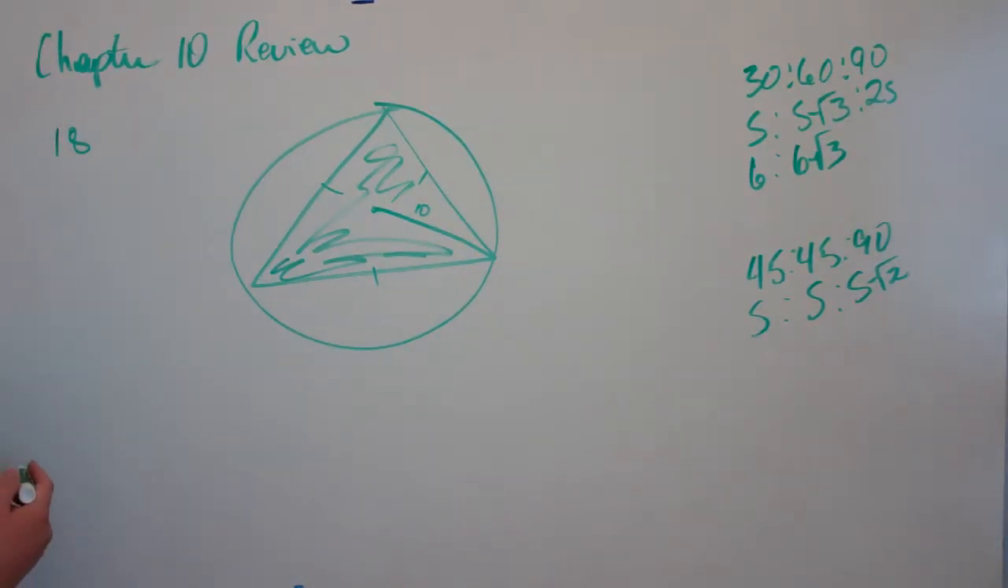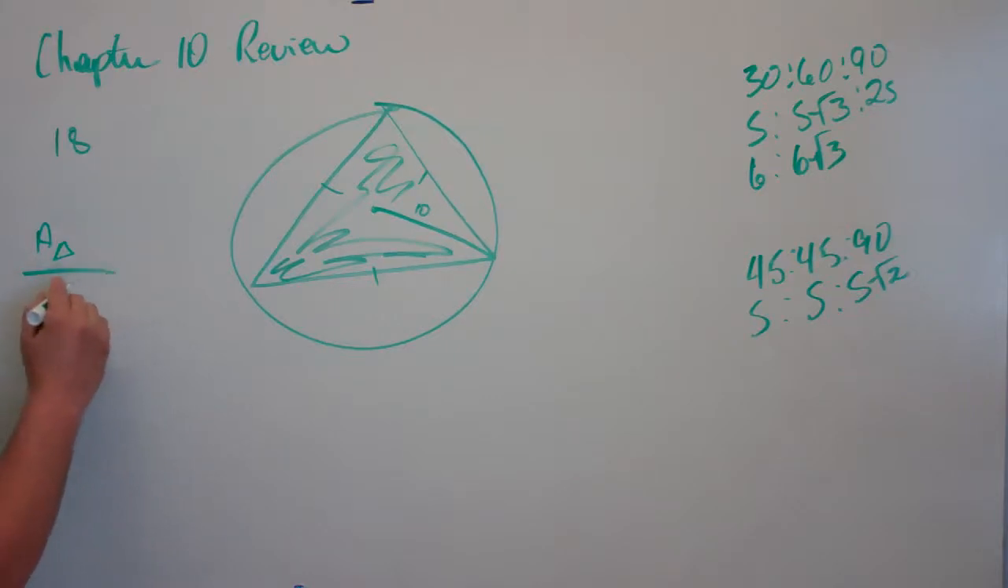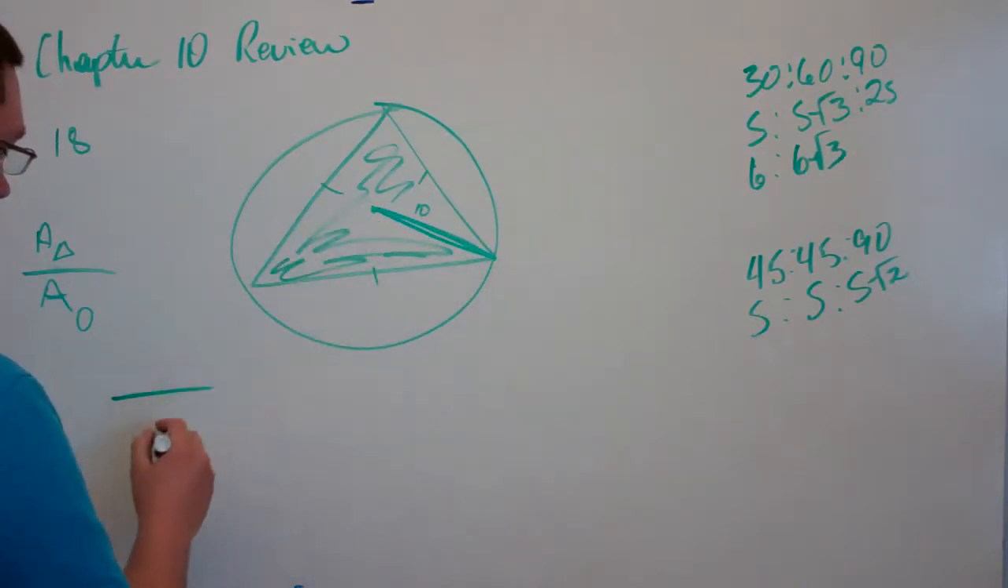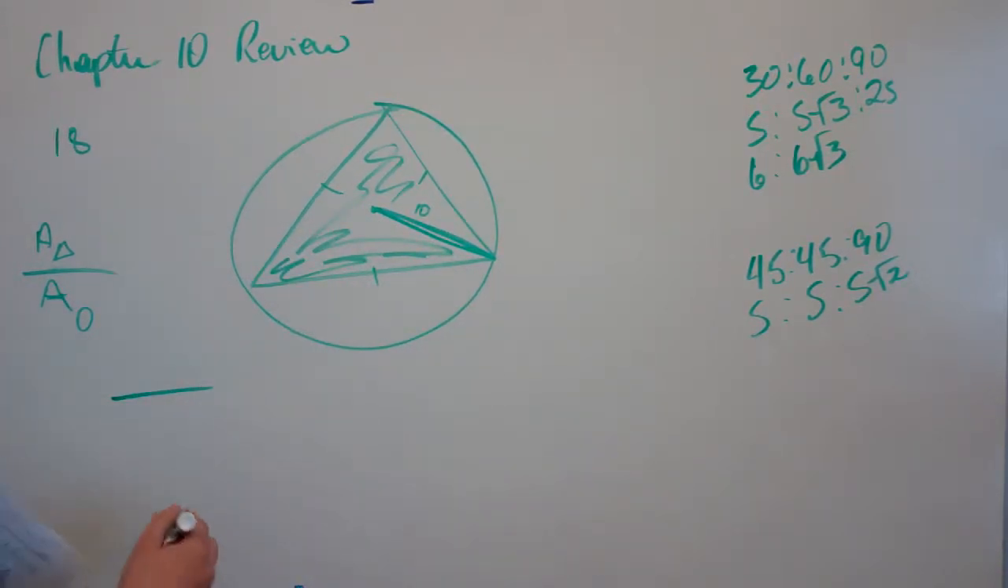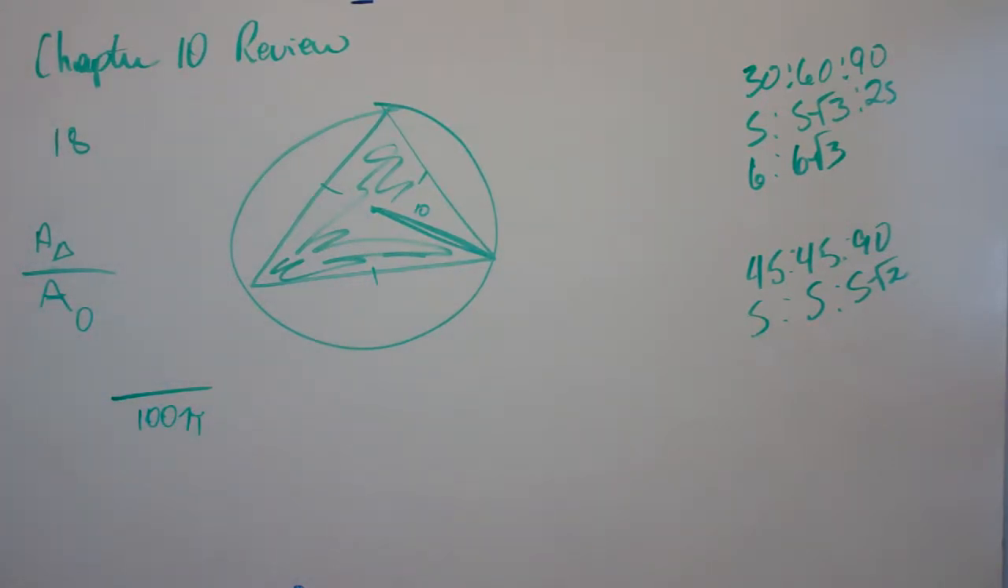Okay? So what we want is to hit somewhere in the triangle. What could happen? It could hit anywhere inside the circle. So we're going to put the area of the triangle divided by the area of the circle. Alright? So let's go ahead and get the area of the circle. Well, the circle has a radius of 10. So pi r squared, so that's 100 pi. So that's the area of the circle, 100 pi.